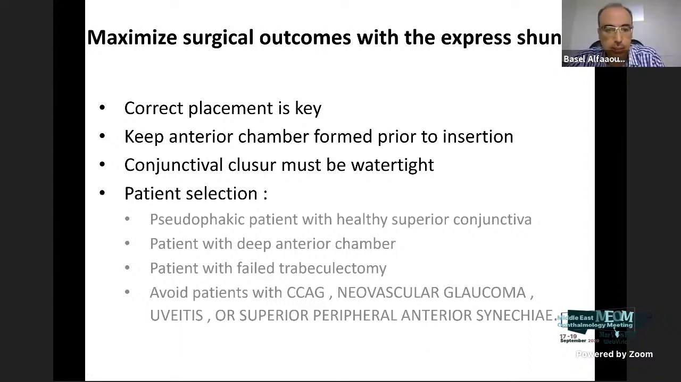So to maximize surgical outcomes with the express shunt, correct placement is a key success point. Keep anterior chamber formed prior to insertion. This will help to insert the implant correctly. Conjunctival closure must be watertight.